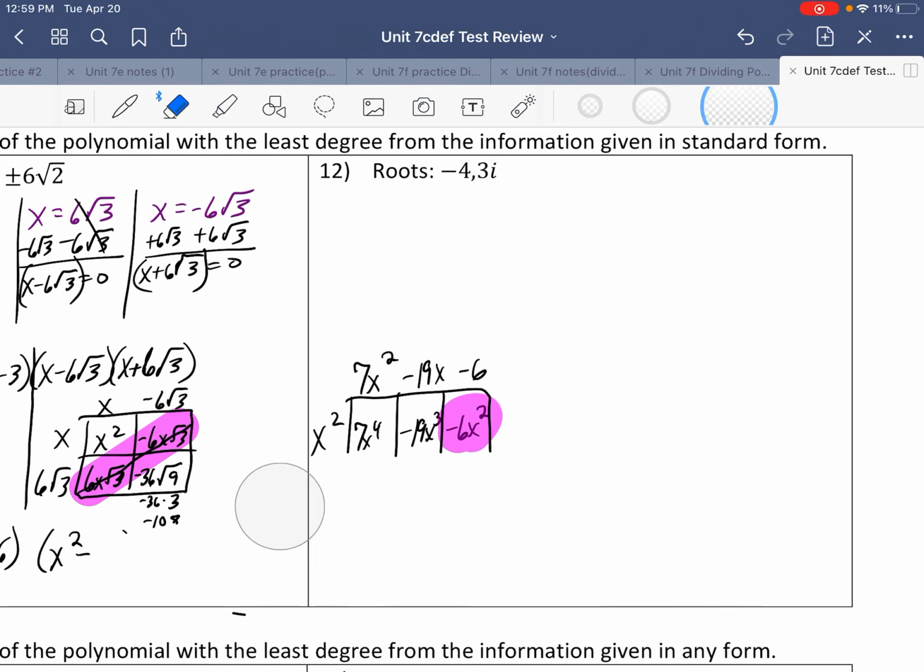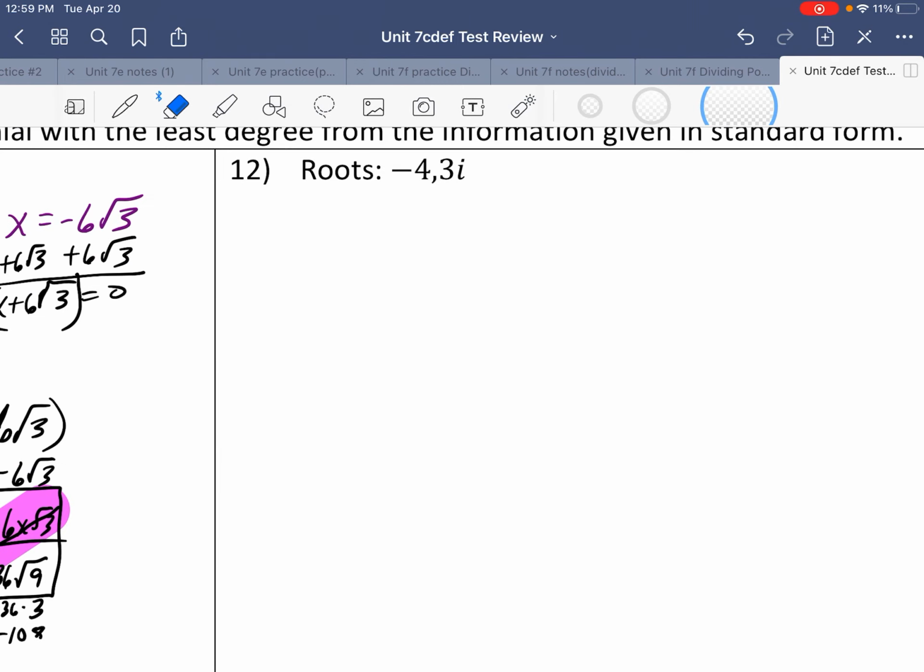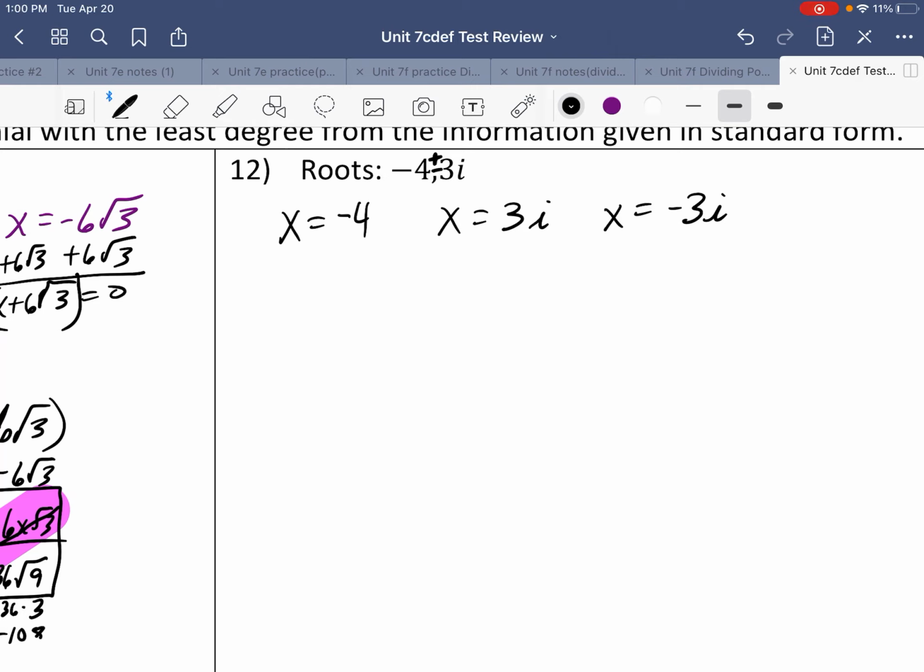All right, next problem. Moving on. So number 12, roots of, set the roots x equals, wait a second. You can't have one imaginary solution. Here's the problem. This has a positive 3i. There has to be the opposite, the conjugate of it. So there has to be a negative. Well, I didn't say that, so it's kind of tricky, but there has to be a negative. So there actually are three solutions here. You have to have an even number of imaginary. And if there's a positive imaginary, there's always a negative with it.